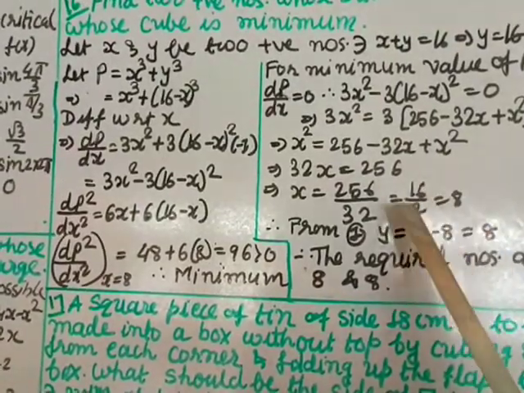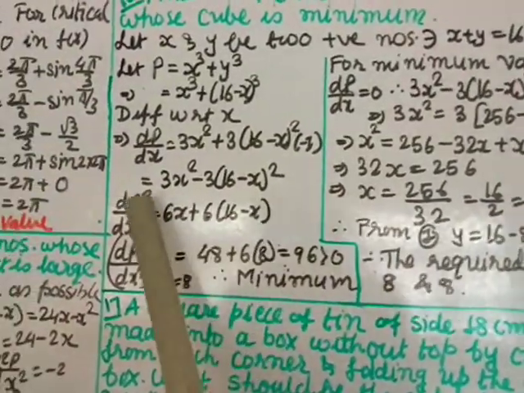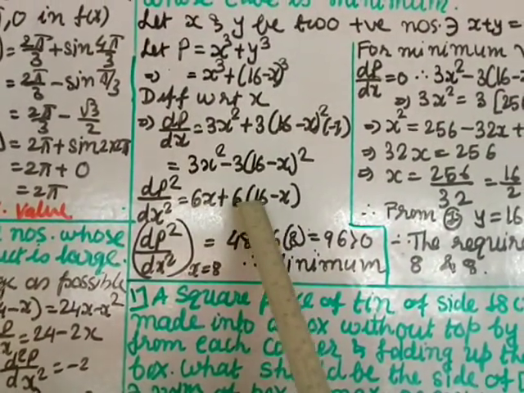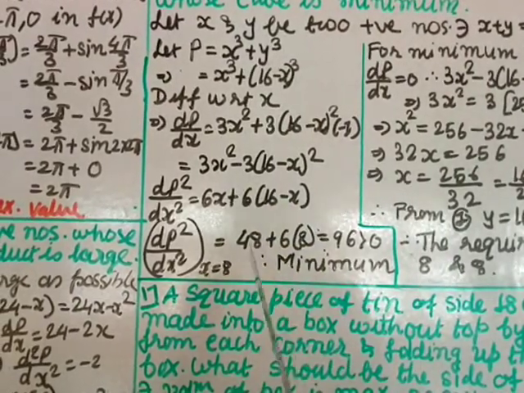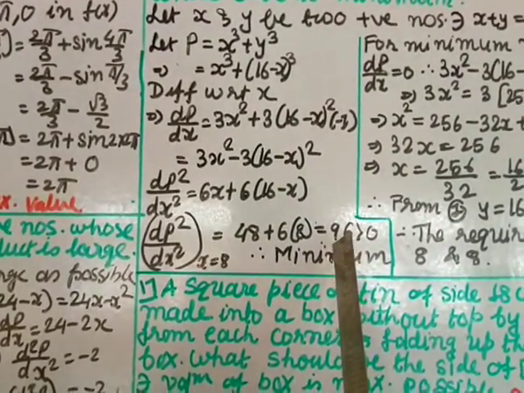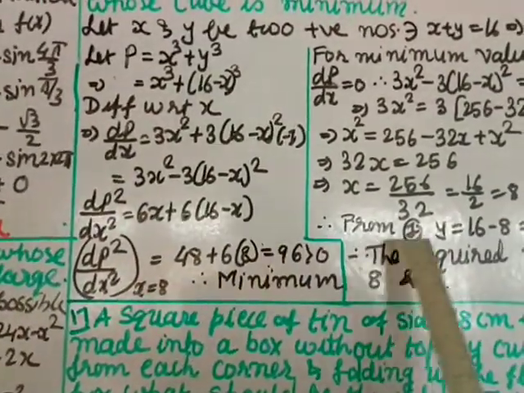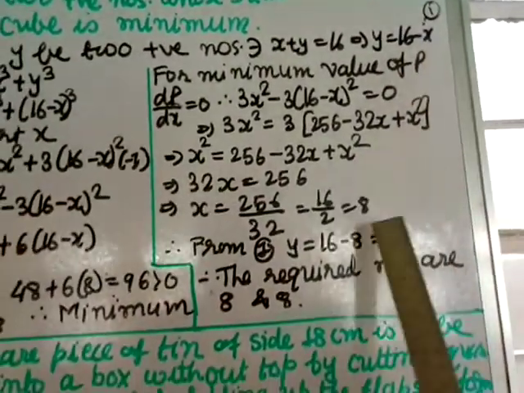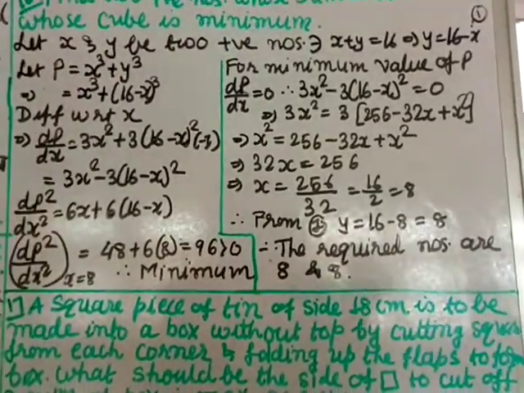Now I'll check whether this gives you minimum value or maximum value, so I put this in the second derivative. So second derivative I have found here, I put here 6 into 8 is 48, 16 minus x is 8, 8 into 6 is 48, that also is 96, which is greater than 0, so the function has minimum value at x equal to 8. Now we'll find the value of y, put in equation 1, 16 minus x, so x value is 8, so 16 minus 8 is equal to 8. So the required numbers are 8 and 8.